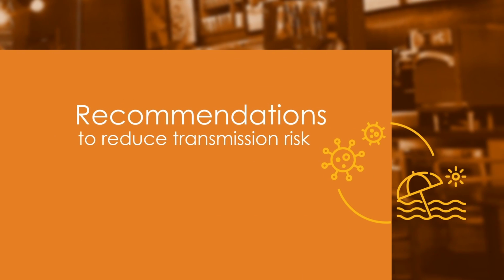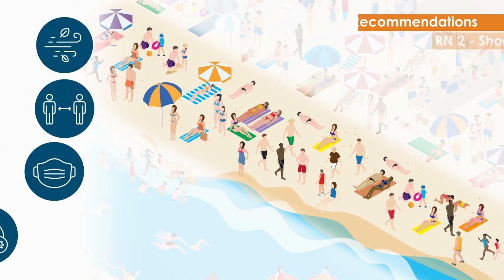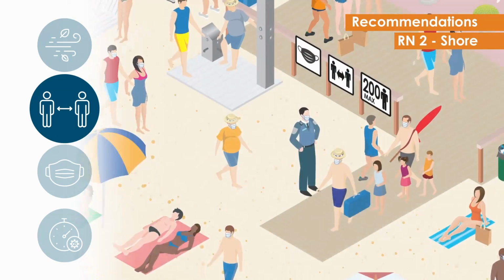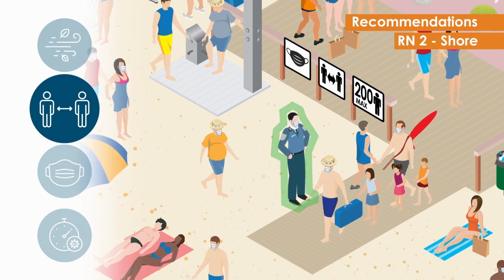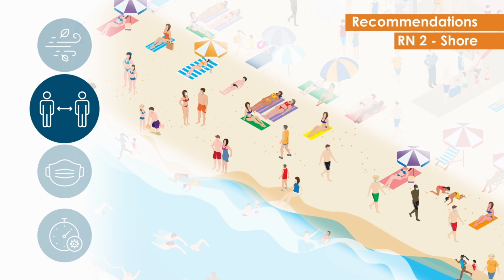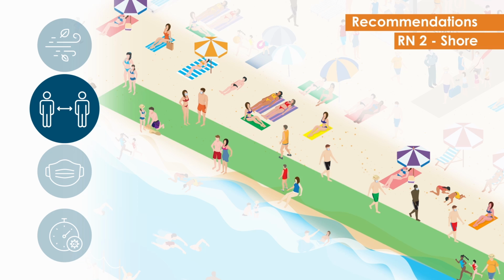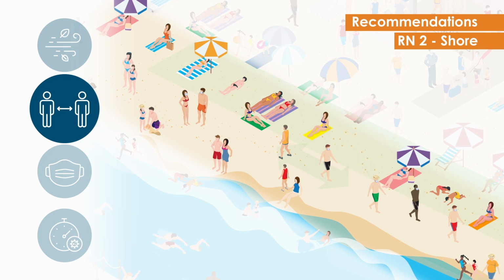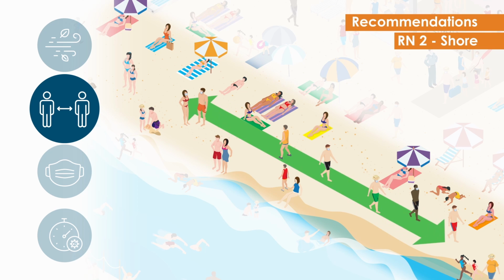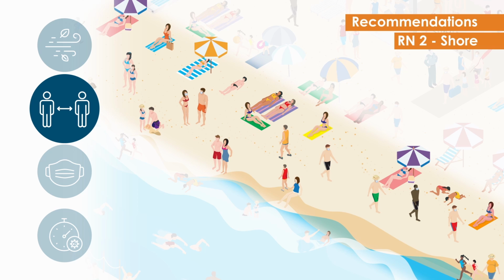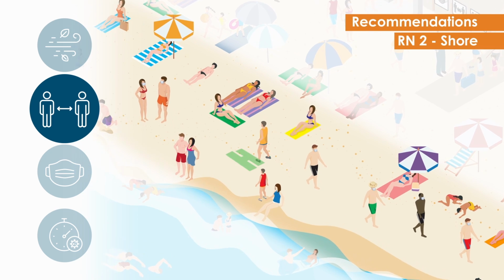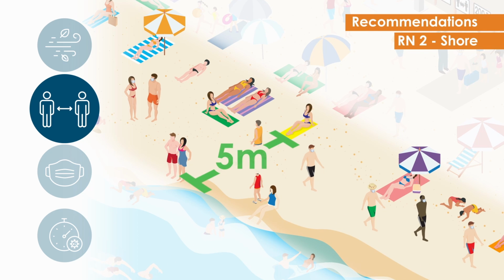Recommendations to reduce transmission risk. It is essential to determine the maximum capacity, communicate it, and control access. When determining walking paths, consider sufficient separation between the shore and the first row of users in the sand. This way, people can move without compromising their safety. Taking into account that the safety distance is 2 meters and that people are moving, consider at least 5 meters from the wet area to the first line of the dry area on busy beaches.